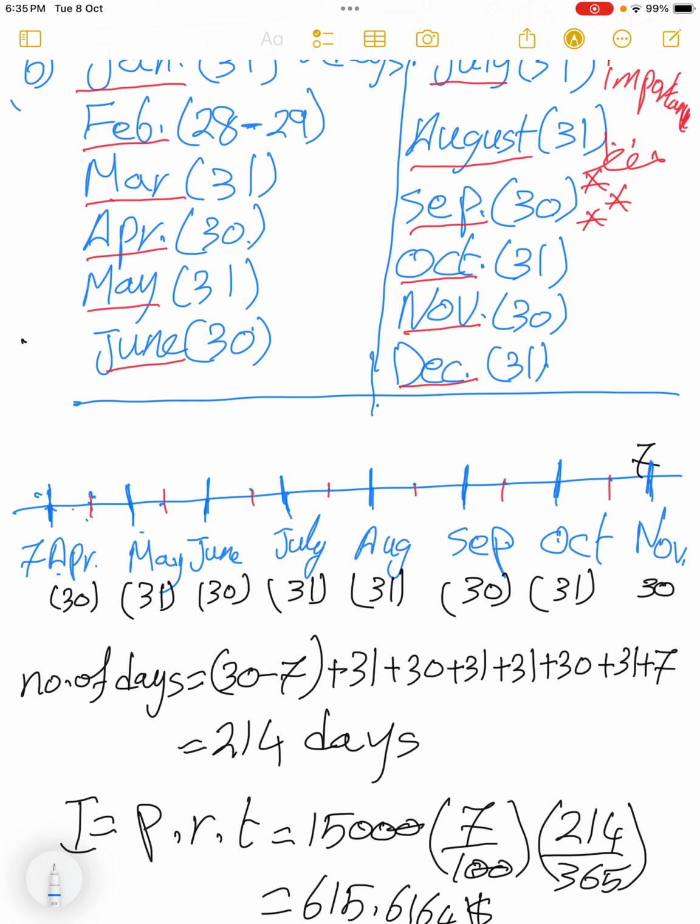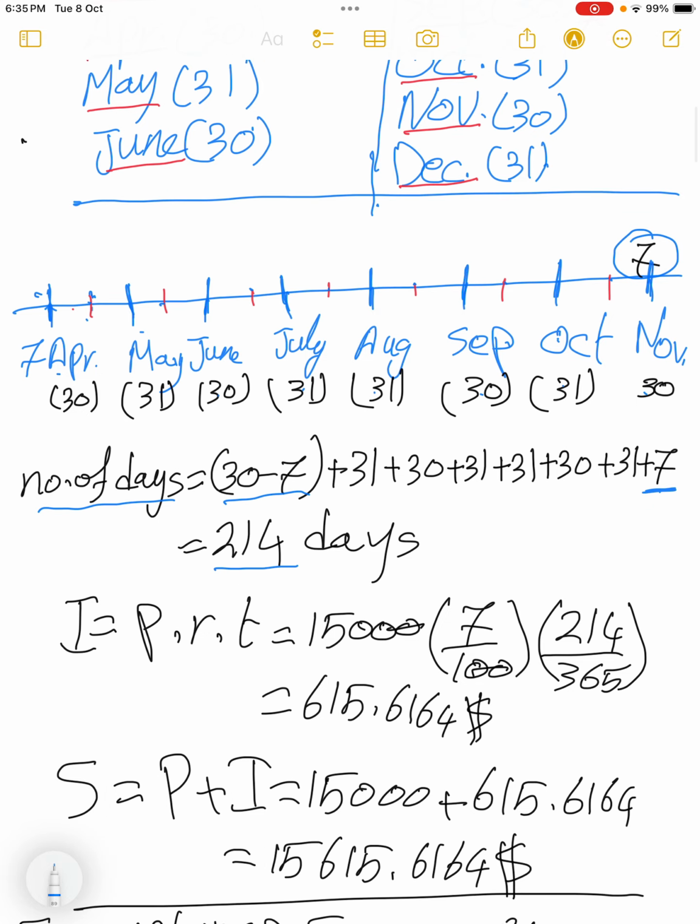Number of days you will have. You will begin after 7 days of April. This is why we write 30 minus 7 plus 31 plus 30 plus 31 plus 31 plus 30 plus 31 plus 7 of November, which is 214 days. Pay attention in addition and in calculation, since any different number you will have different results.